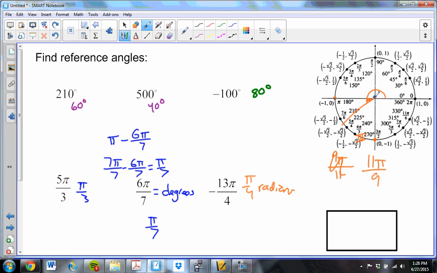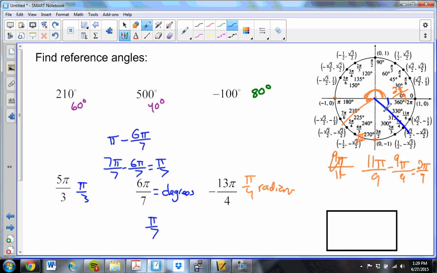Since I'm in quadrant 3, my question is, what's this angle here? Well, now I can just take away all this extra stuff. If I take away this extra 180 that I have, if I take away a pi, I need to get a common denominator. It's 2 pi over 9. So this angle here is 2 pi over 9. That's its reference angle.